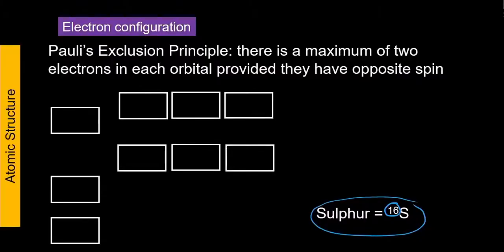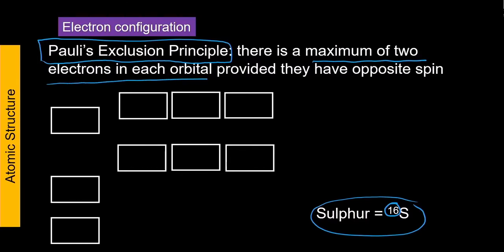We have this rule, which is Pauli's exclusion principle, and you need to know this one off by heart. It says that there is a maximum of 2 electrons in each orbital, provided they have opposite spin. So electrons can coexist, but they have to be spinning in opposite directions. In this format, this Aufbau diagram or energy level diagram, we use arrows to show the direction of the spinning of the electrons, and the arrow itself represents an electron.